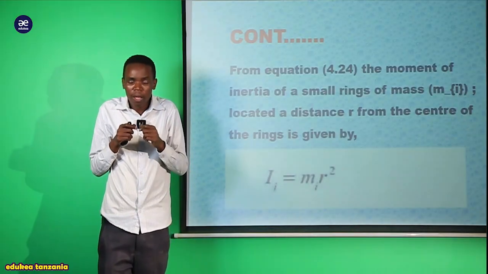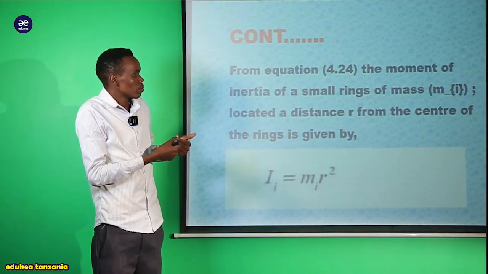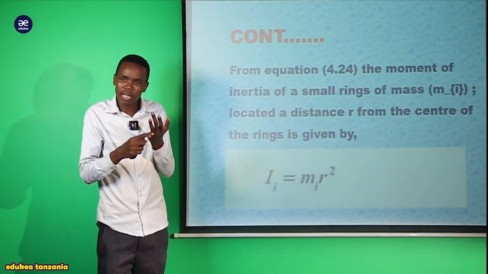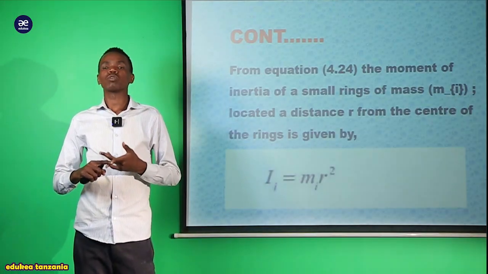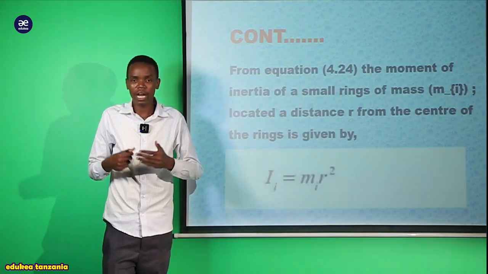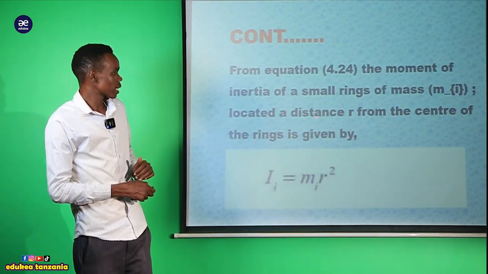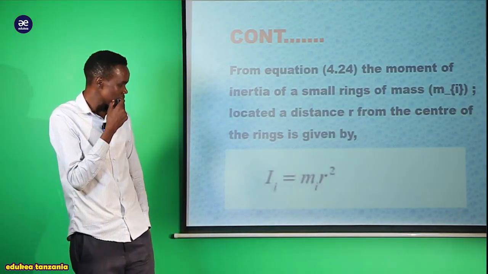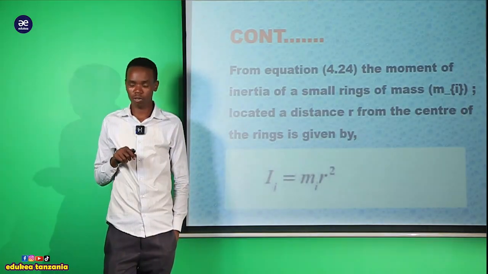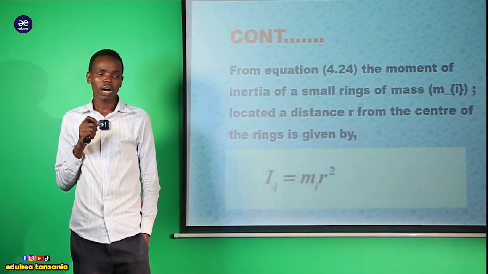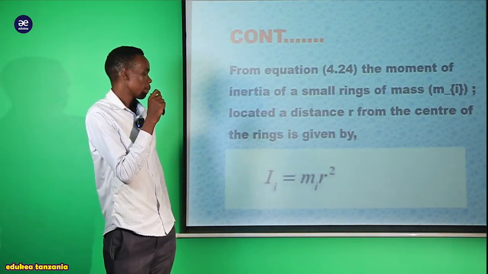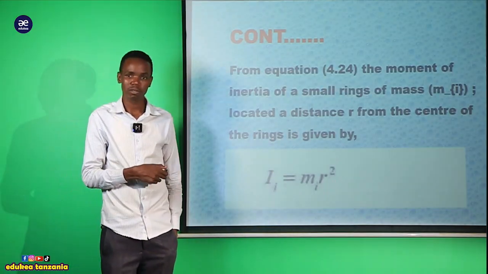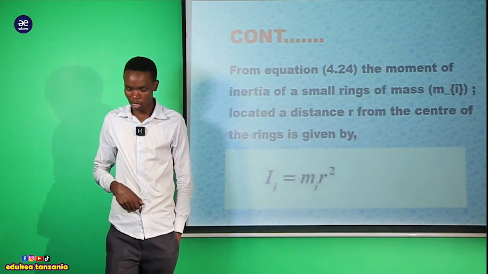Now that moment of inertia contains the small rings of mass mi, where i stands for 1, 2, 3, up to n if we have many small rings. This is located at a distance r from the center of the ring. So how can we get the moment of inertia for the small ring found inside the hollow cylinder? We could say that the moment of inertia for the small ring must be equal to mi times r square. This should be the moment of inertia.